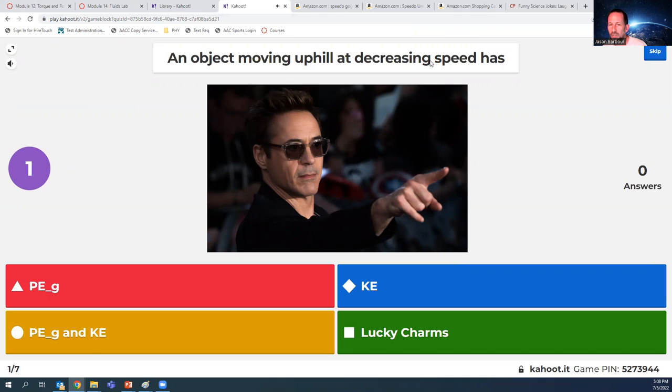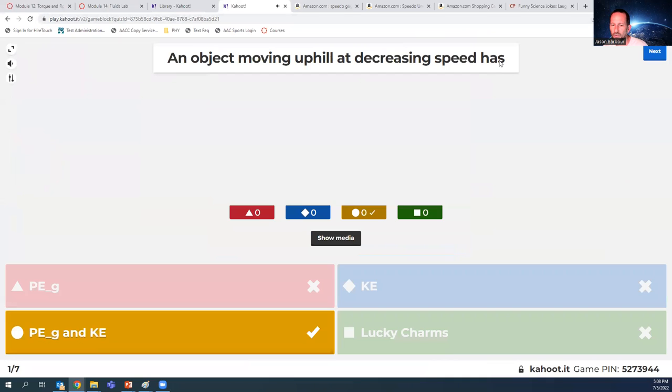An object moving uphill at decreasing speed has gravitational potential energy and it has kinetic energy. Okay, it's moving, and it's going uphill. So since it's moving, it has kinetic energy. And since it's at some height, it has gravitational potential energy.